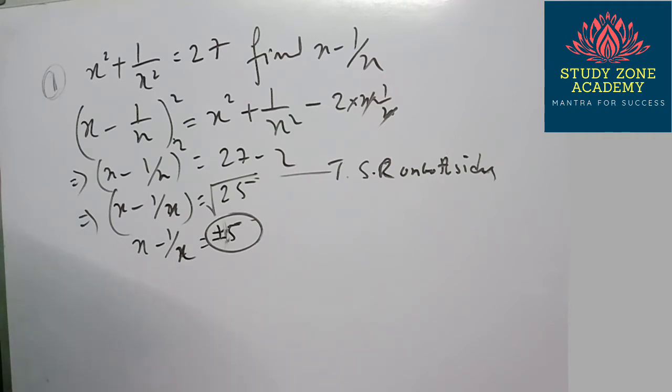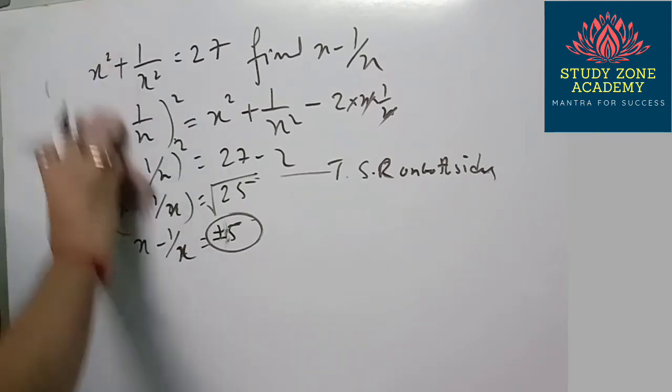Let us proceed with the next sum. Just remember this value, x minus 1 by x is equal to plus minus 5. Why am I saying this? Because the next sum is related to this.